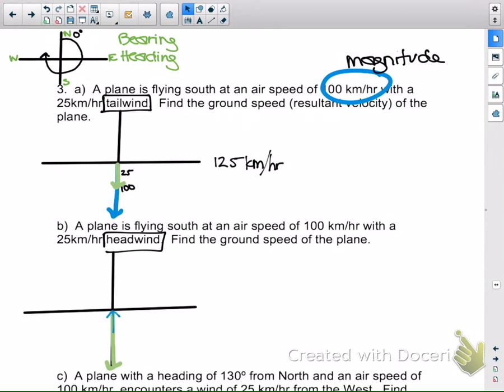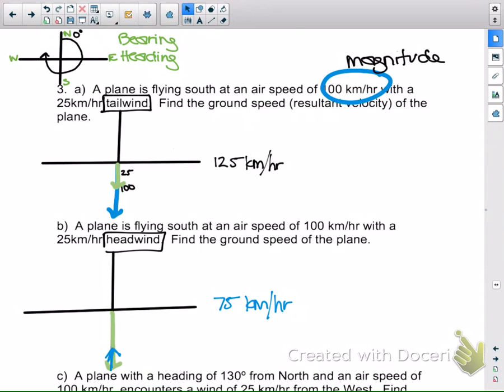You can start it at 0, or you can start it at the end of this one going backwards. Really, for this, it doesn't matter as long as you know that a headwind hurts the speed of the plane. Therefore, my total speed would be what? 75 kilometers per hour. So if they ever talk about direct tailwinds or direct headwinds, that makes life very, very easy for you. Now, Part C, less so.